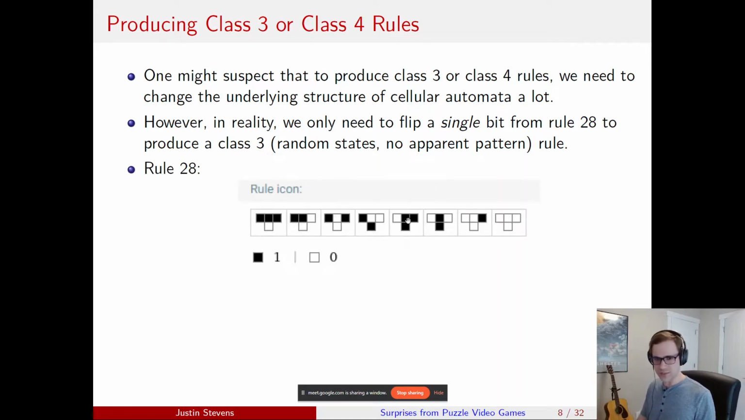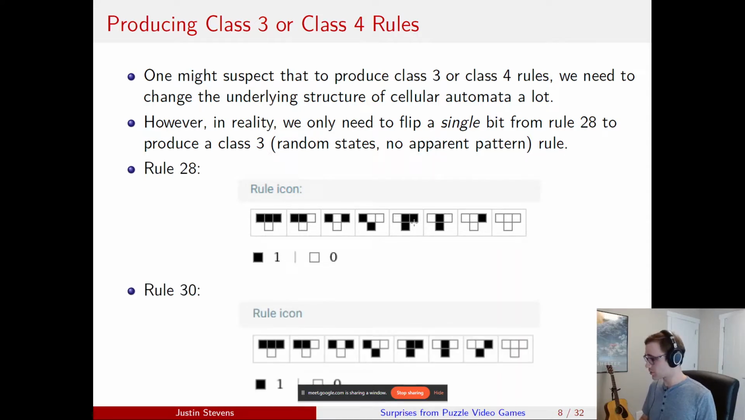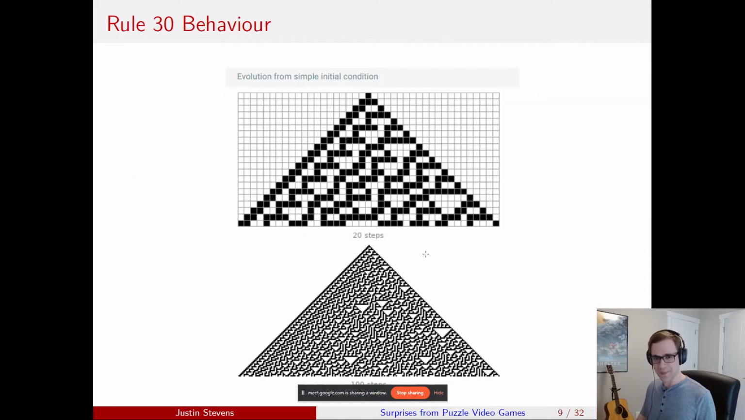So rule 28 was given by this rule set here. And rule 30, which actually just produced that triangle grid that we were talking about, is almost exactly the same, except the only difference you notice is if you see a white square, a black cell, and a black square, then we replace it with a white square in rule 28, and in rule 30, we replace it with a black square. So we literally just switched a single bit. And now, whereas rule 28 produced very predictable behavior, rule 30 produces this more random behavior.